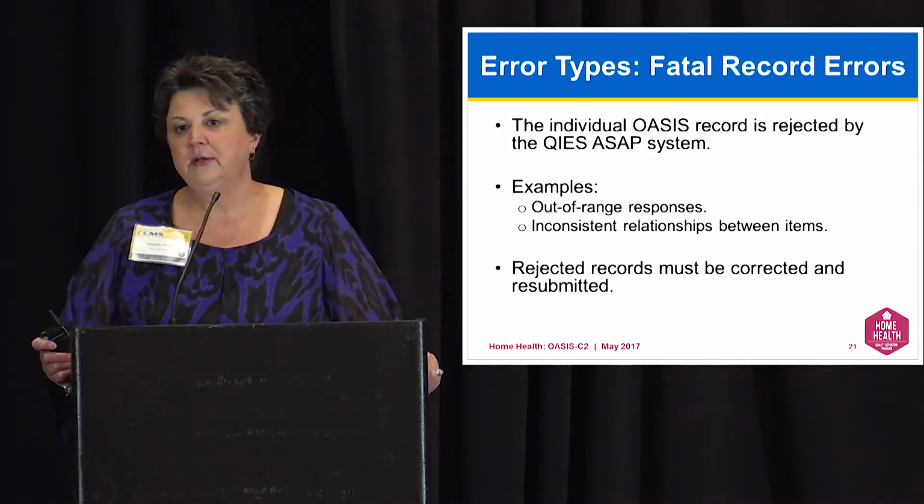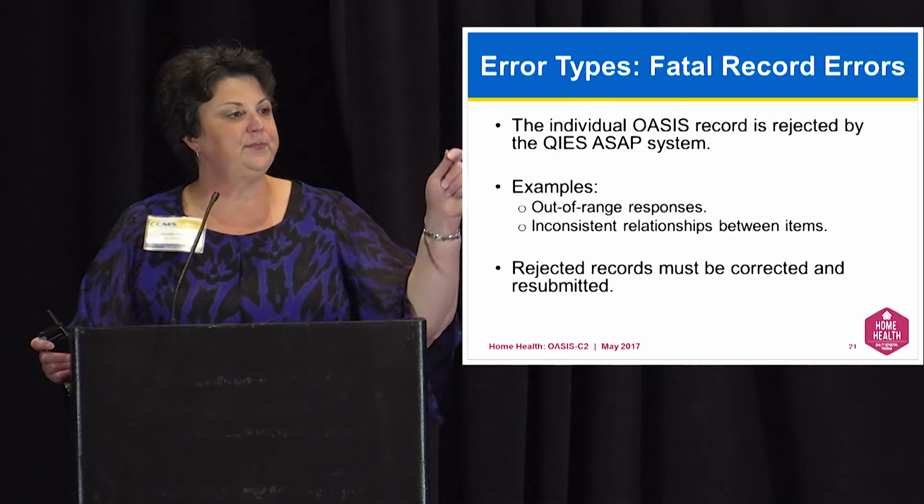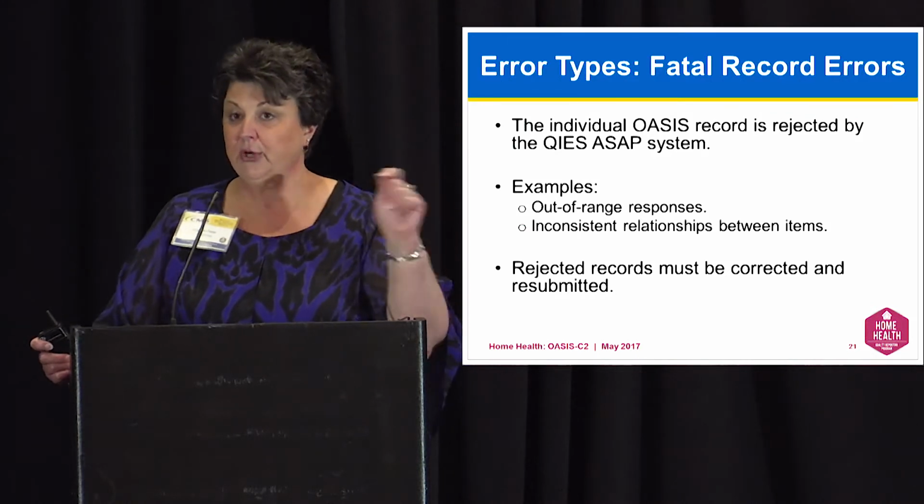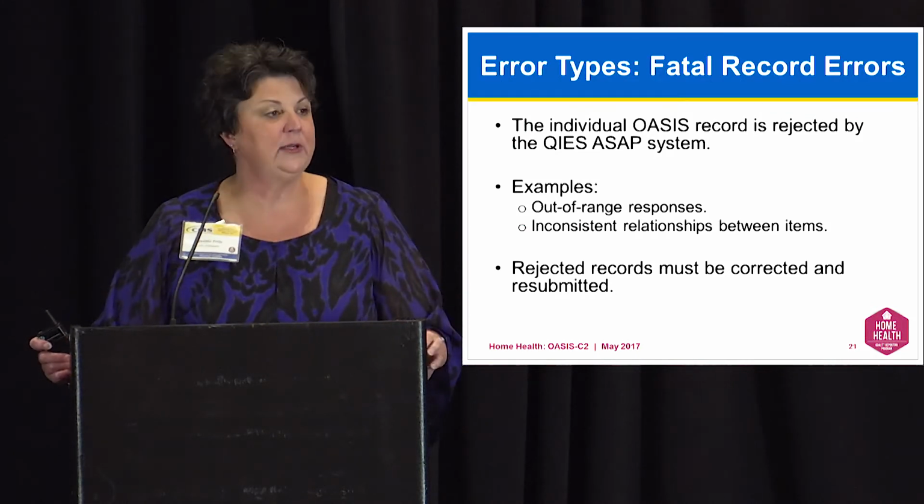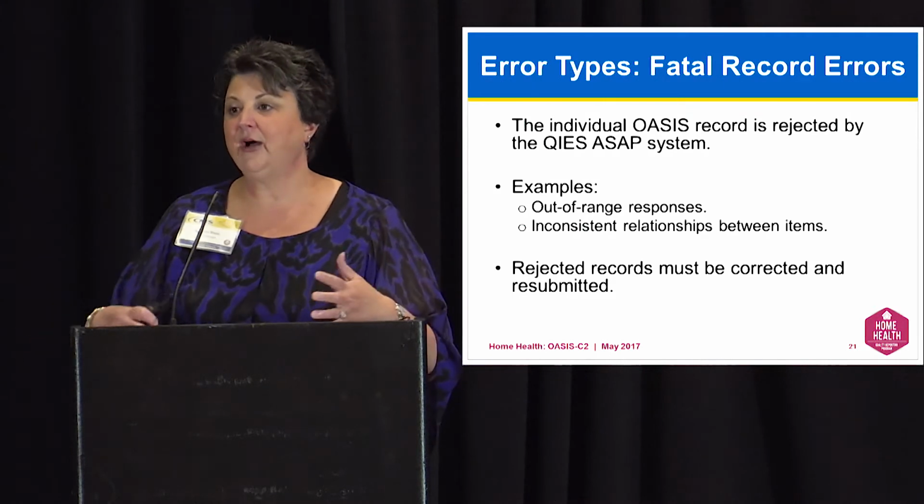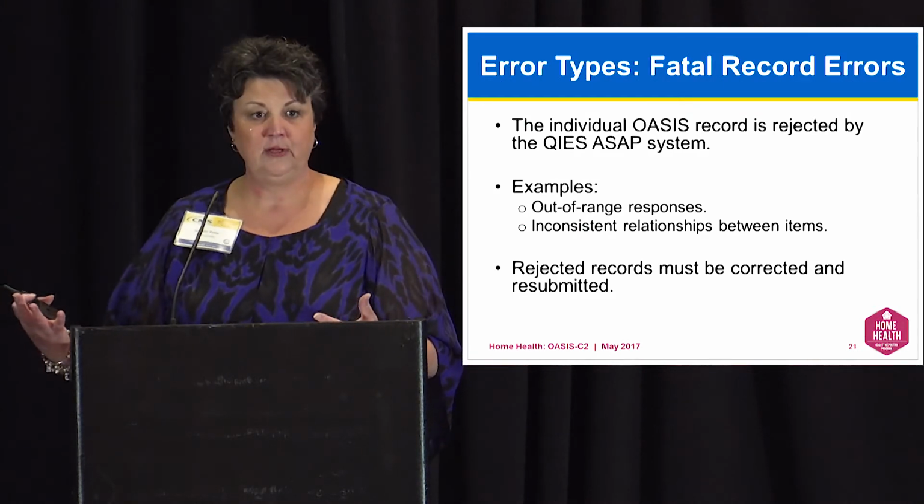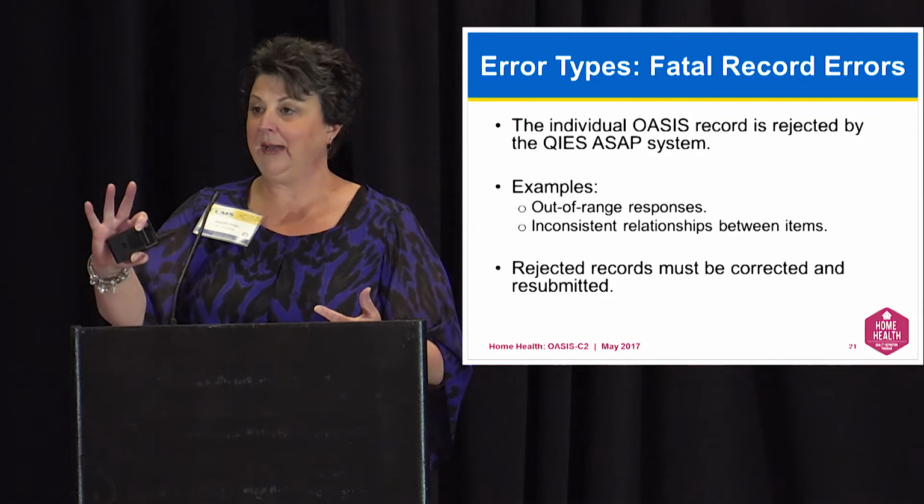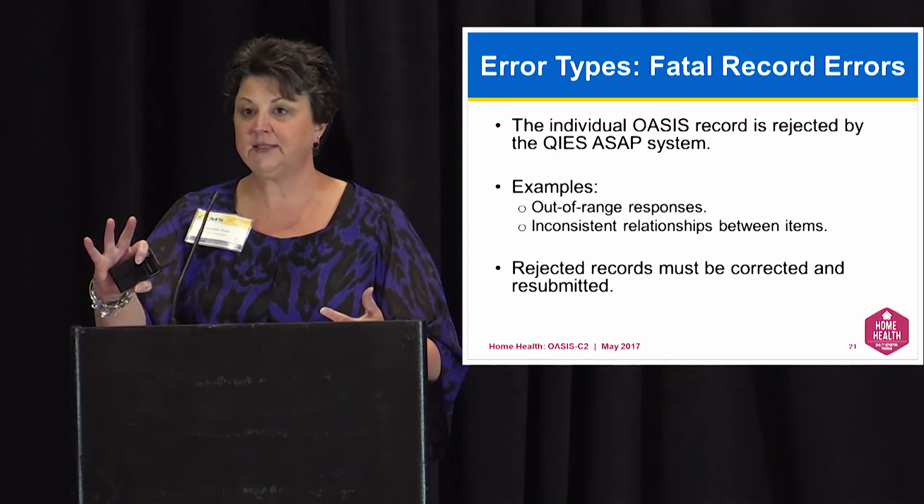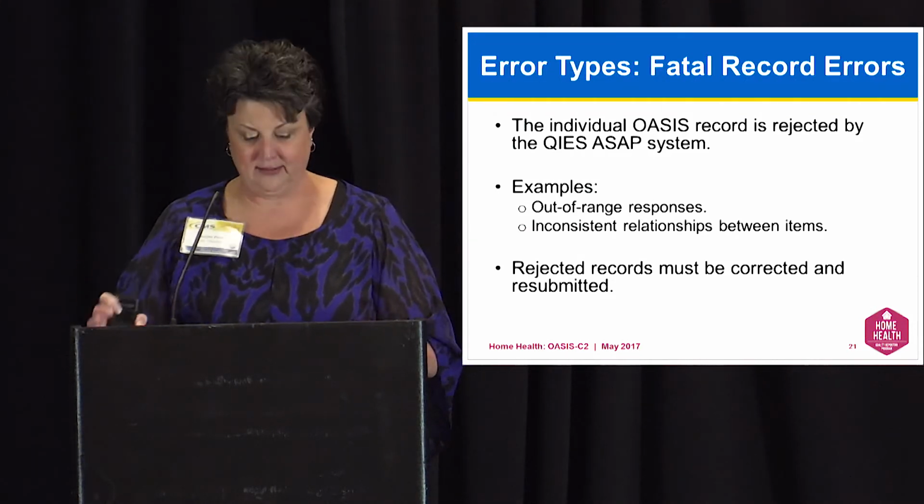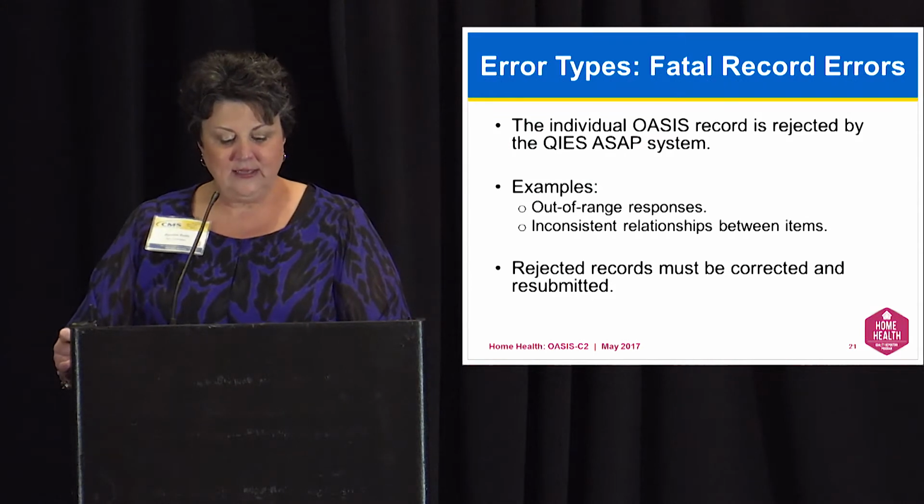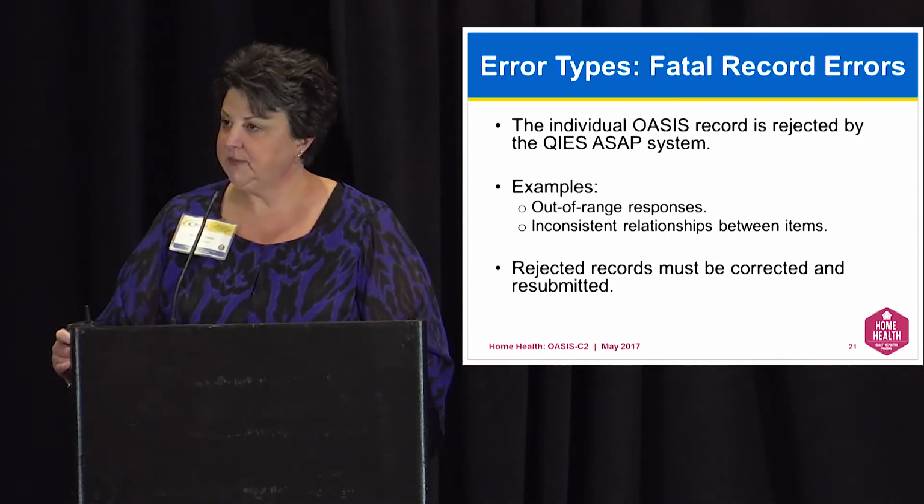For example, the options for you to choose when you're coding that assessment or filling in that assessment are 1, 2, and 3, and somehow a 6 made it through. That system is going to kick that back to you and say that doesn't conform to the data specifications, take it back. There may be things like inconsistent relationships between items.